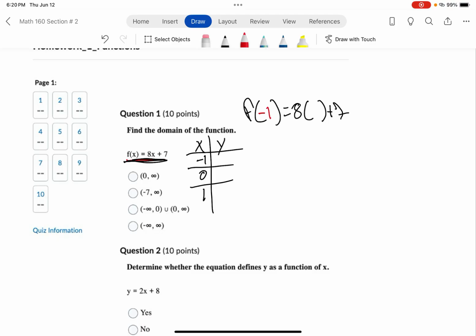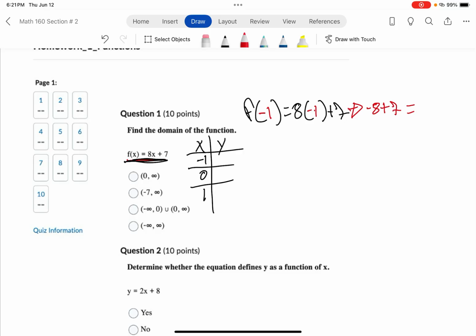Everywhere there is x, I will write -1. So there is no more x. Continue with this solution: remember order of operations, multiplication is first. 8 times -1 is -8, and then plus the same 7. -8 plus 7. How much is this? This is equal to -1.